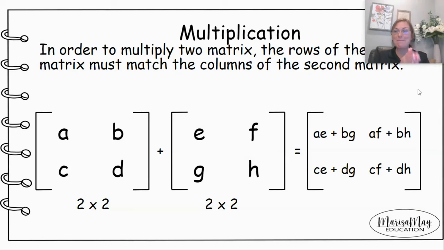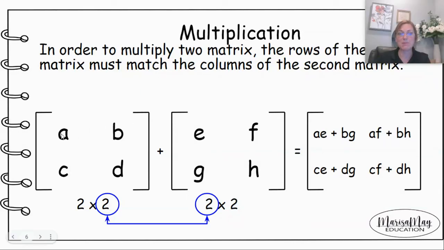Now, when we look at multiplication, that is different. We do not multiply corresponding elements. So the first thing you must check is that you have the columns of the second matrix match the rows of the first matrix. Now that's confusing, okay? So you need the rows of the first matrix to match the columns of the second matrix, because we are going to be multiplying row AB times column EG.